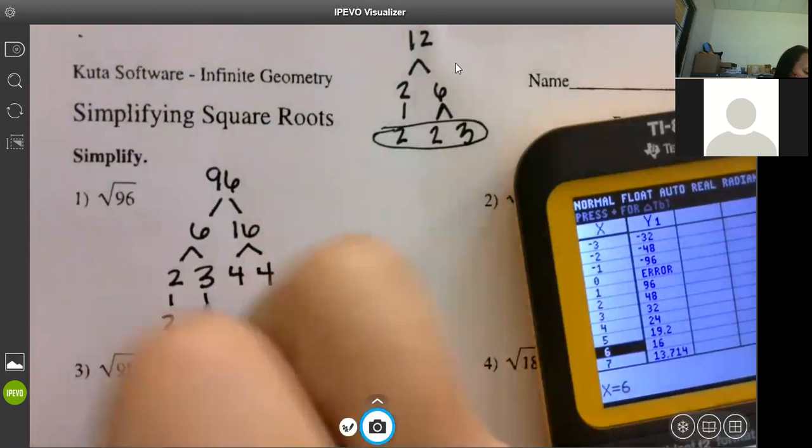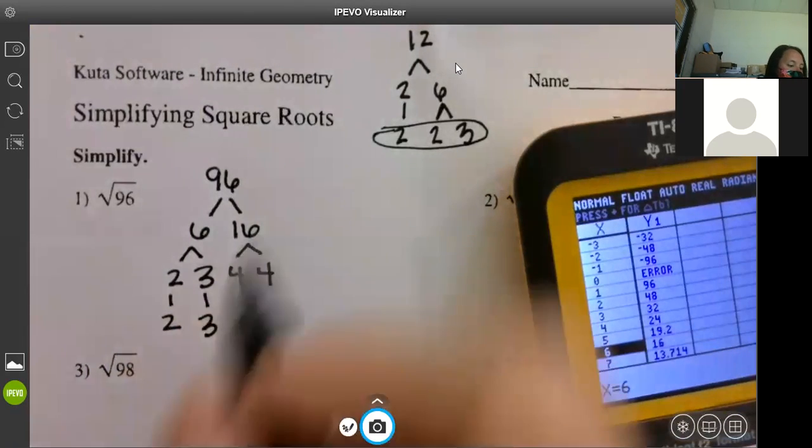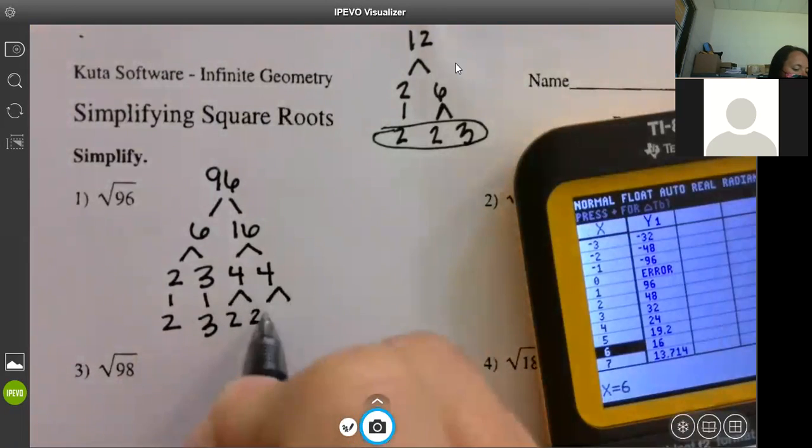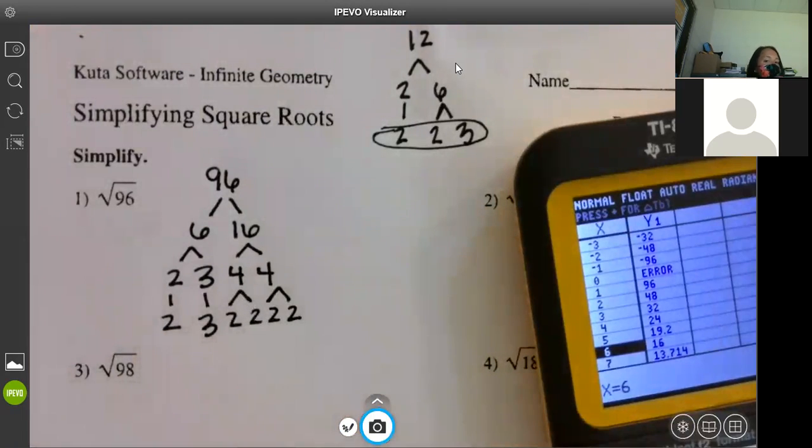2 will not break down. 3 will not break down. 4 will break into 2 and 2. This 4 will break into 2 and 2. None of these on the bottom row, none of those will break down anymore. That's a factor tree. I do not like factor trees, but I'm going to do it a couple times just to show you where it's coming from, okay? Is everybody okay? All right.